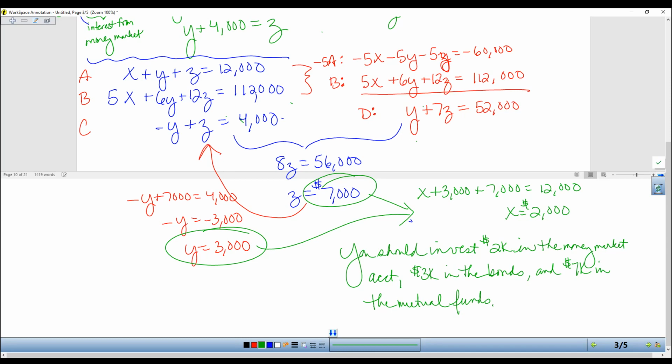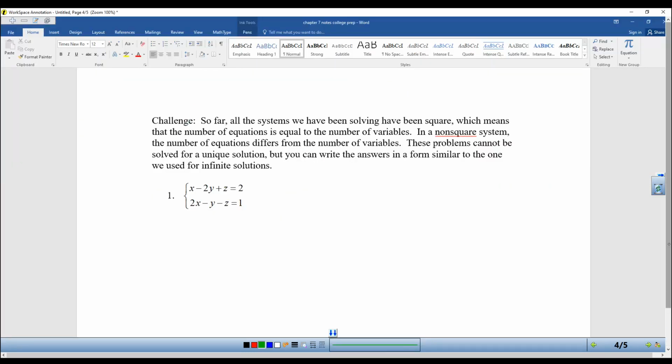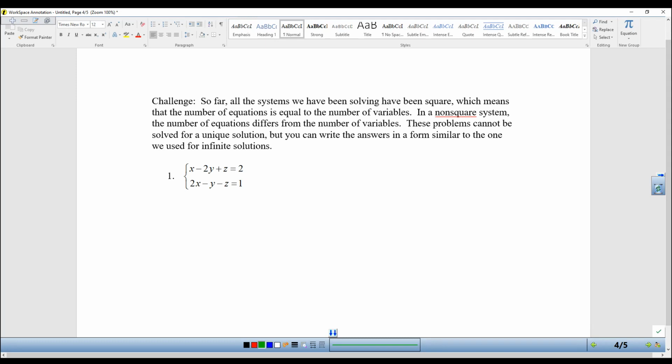Okay, so hopefully that gave you a good sense of how to solve systems of equations. Our last section is definitely going to be a little bit of a challenge, but you're smart, you can do this. So far all the systems we've been solving have been square, which means that the number of equations is equal to the number of variables. In a non-square system, the number of equations differs from the number of variables. These problems cannot be solved for a unique solution, but you can write the answers in a form similar to the one we use for infinite solutions.